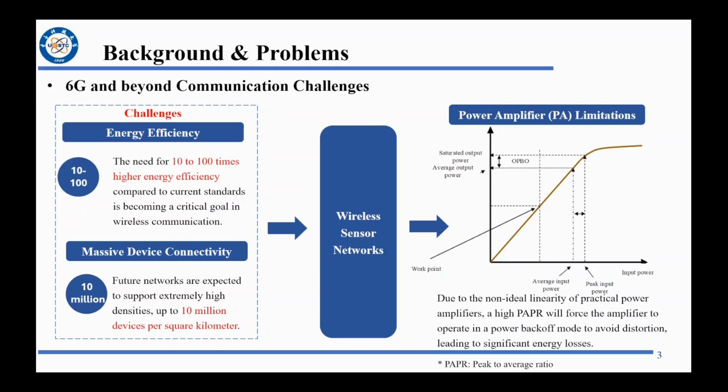Power amplifiers, which are some of the biggest energy users in WSN, play an important role in achieving ultra-low power communication. One of the problems is that due to the non-ideal linearity of practical power amplifiers, a high PAPR will force the amplifier to operate in a power back-off mode to avoid distortion, leading to significant energy loss.